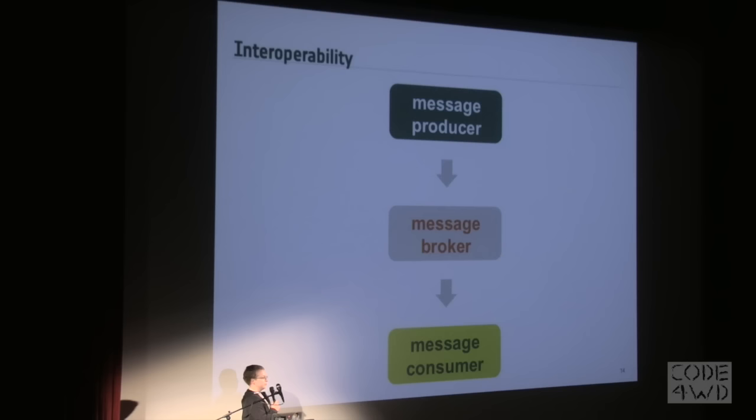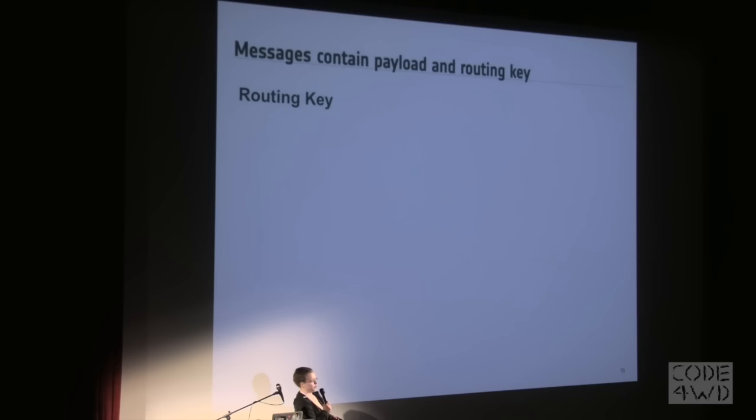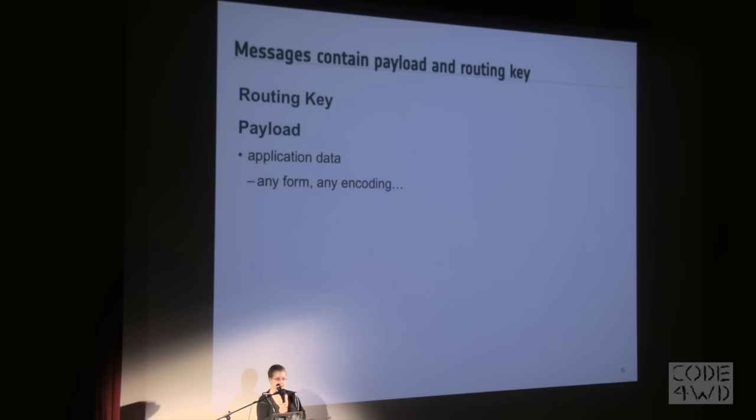AMQP is a wire-level protocol, so all it does is define a data format, and every client providing that format is compatible. So you can easily glue together components that are based on totally different technology stacks, irrespective of the implementation. A message contains a routing key, which is used to ensure that the message is routed to the correct consumers, and a payload, that's your application data. It can be anything you want. In our case, it's text formatted as JSON. That's basically because we're dealing with web applications, and web applications like the JSON format.